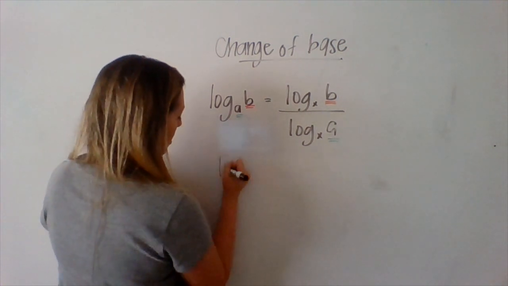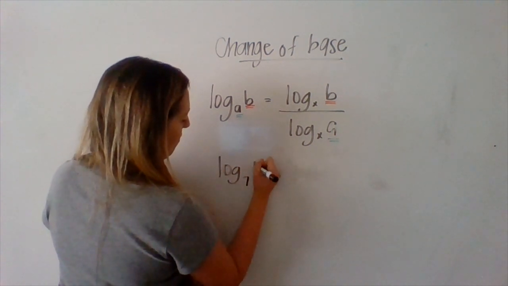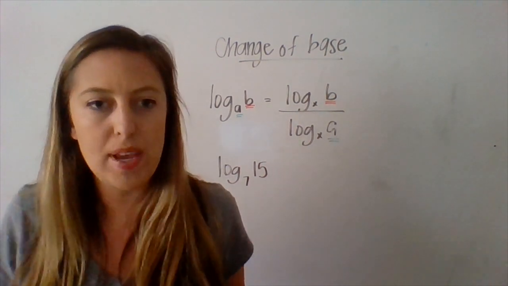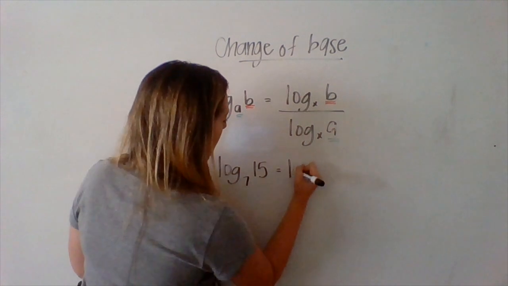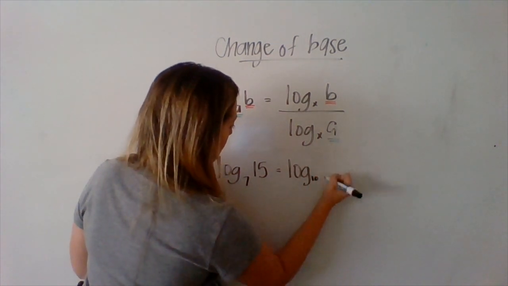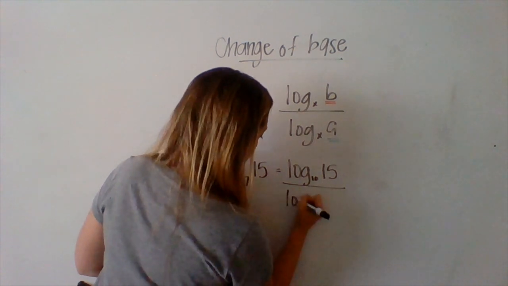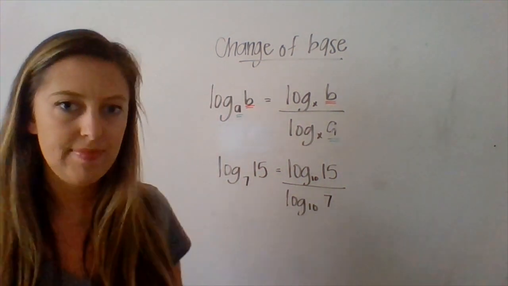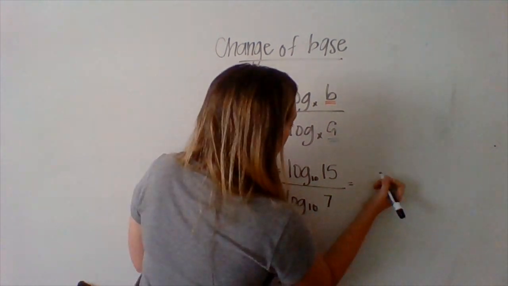If I have log base 7 of 15, I can't put that in the calculator. I don't have a log base 7 button. So what I'm going to do instead is rewrite this as log base 10 of 15, right? The argument goes on the top, over log base 10 of 7. And when I do that, I can then use my calculator button.